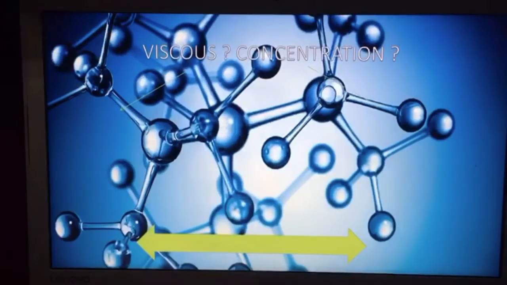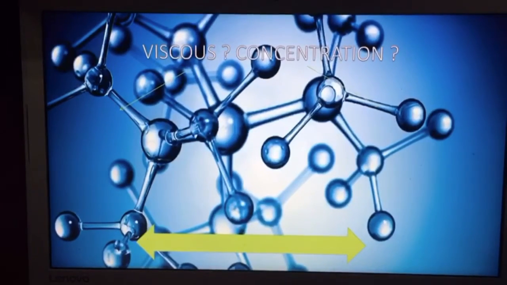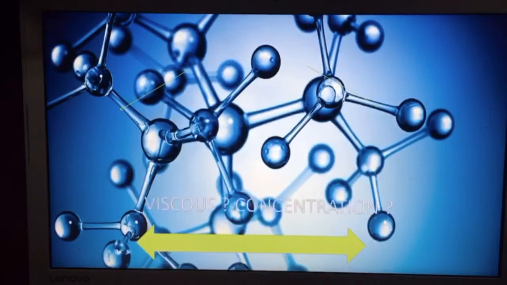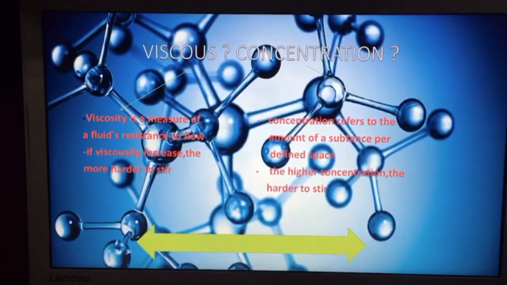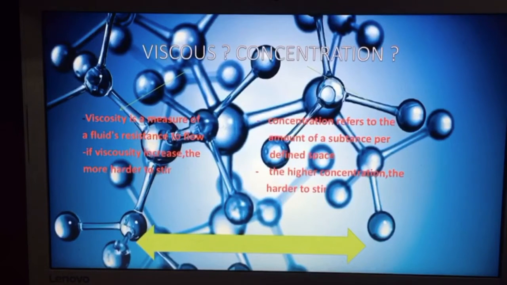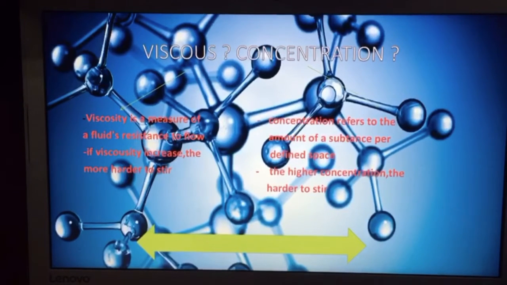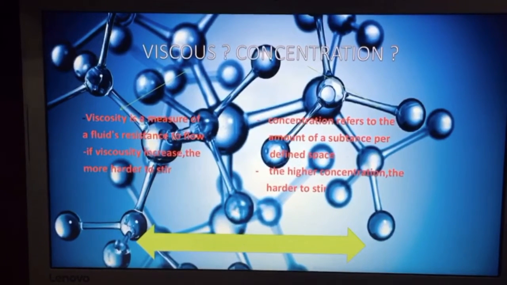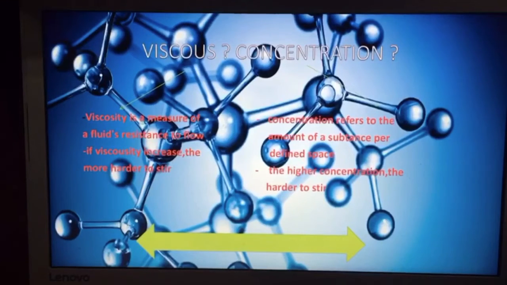The question here is what is viscosity and what is concentration. Firstly, viscosity is a measure of a fluid's resistance to flow. If viscosity increases, it is harder to stir. Next, concentration refers to the amount of a substance per defined space. The higher the concentration, the harder to stir. The relationship between viscosity and concentration is directly proportional.